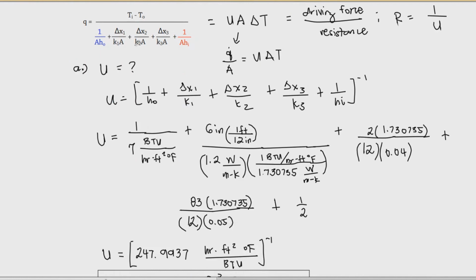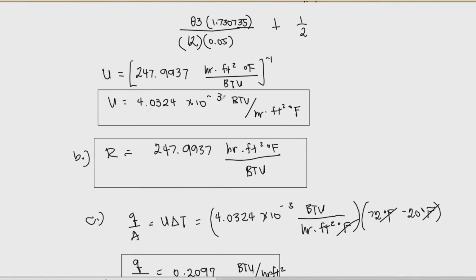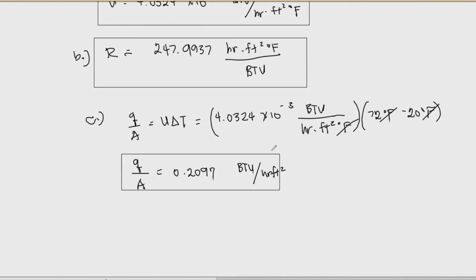So remember, the R value here is the sum of all these resistances. The reciprocal of our R value is our overall heat transfer coefficient, and that should be in British thermal unit per hour, feet squared, degrees Fahrenheit. The reciprocal unit would be for the resistances.